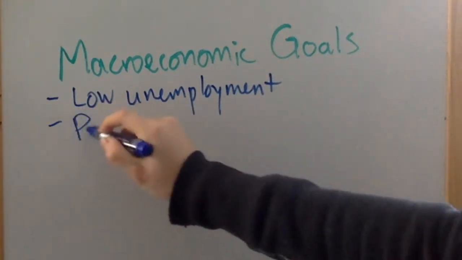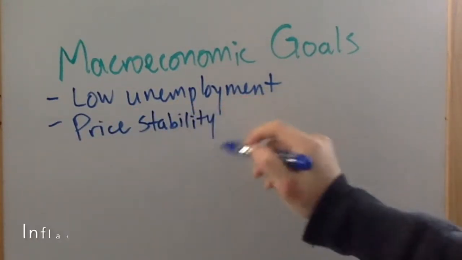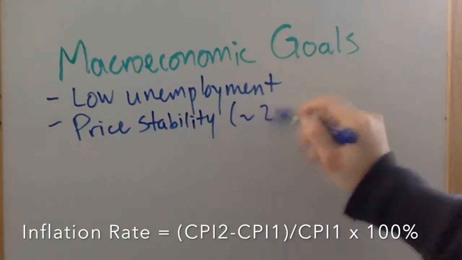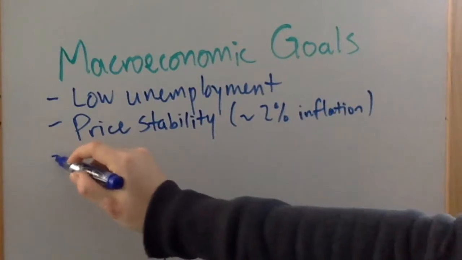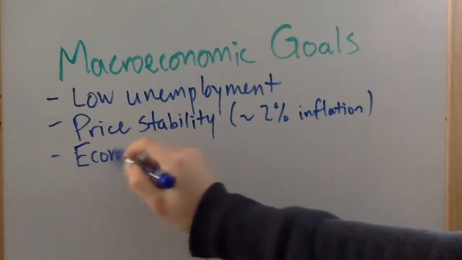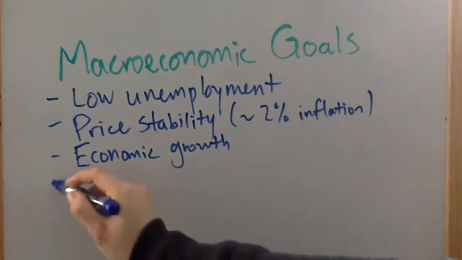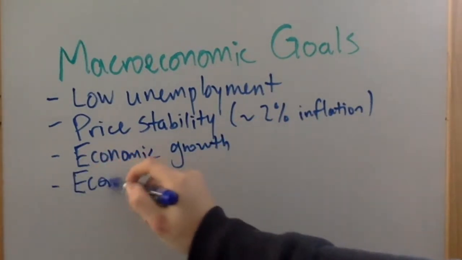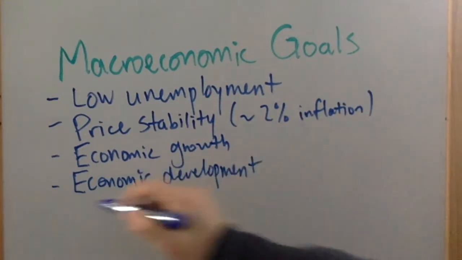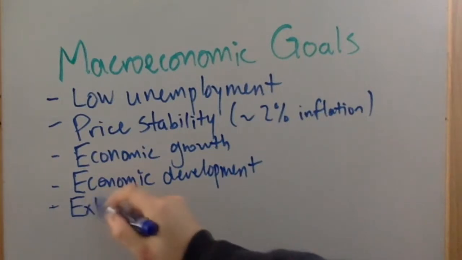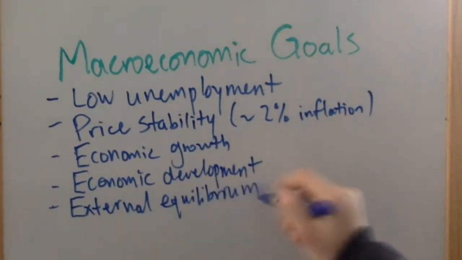Number 2. Price stability. The government wants to maintain a controlled increase in the price level. In other words, controlled inflation. This is measured by the CPI. Number 3. Economic growth. Economic growth is defined as an increase in national output, or in other words, an increase in GDP. Number 4, economic development, an improvement of the standard of living and also an equitable distribution of income. Number 5, external equilibrium. This one refers to a balance of payments and a stable currency.